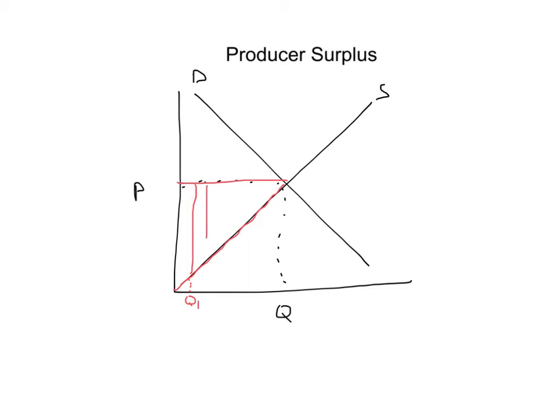But if I make that one, I make that much profit, and if I make this one, I make this much profit, this much, this much, this much, this much, okay. This area is producer surplus, also known as profit.